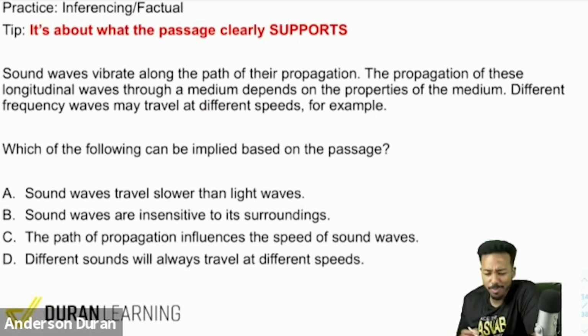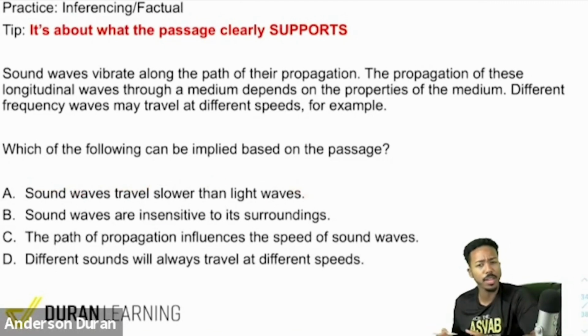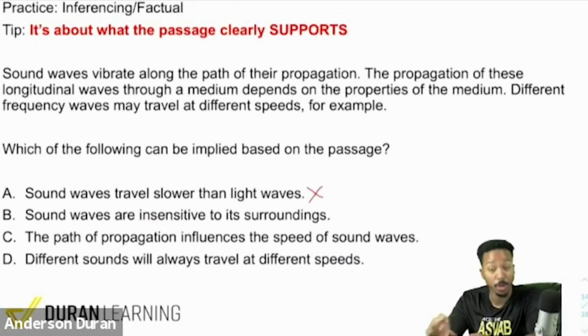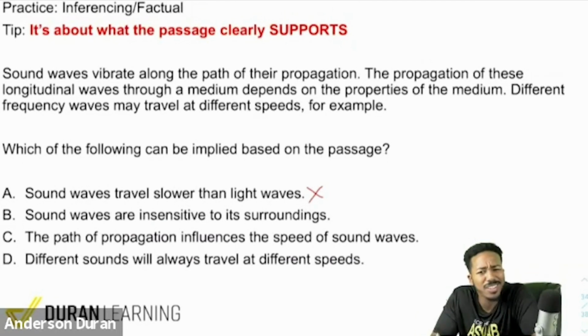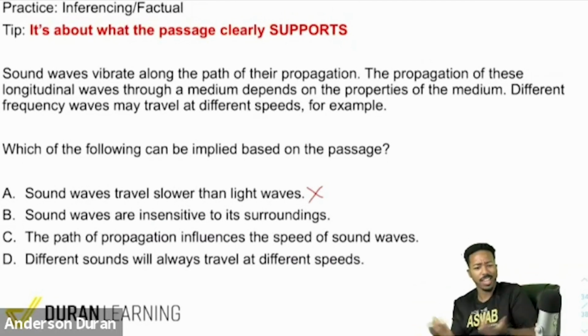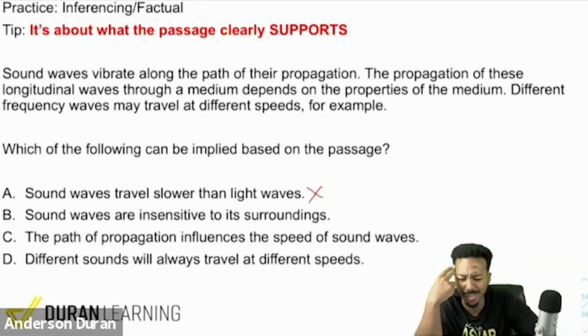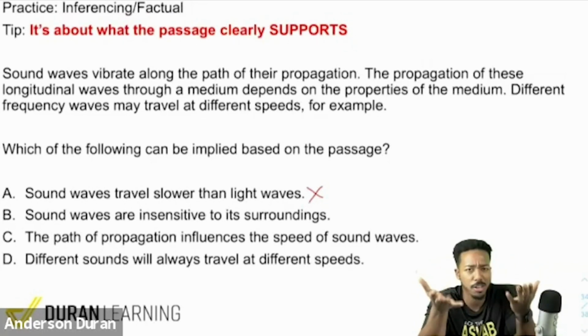Let's read. A, sound waves travel slower than light waves. Ooh, everybody, is that true? That's true, right? That's real true. That is super duper wrong though. Everybody, why is that answer wrong? It's a true statement. Sound does travel slower than light. But why is that the wrong answer? It's a true 100% factual statement.